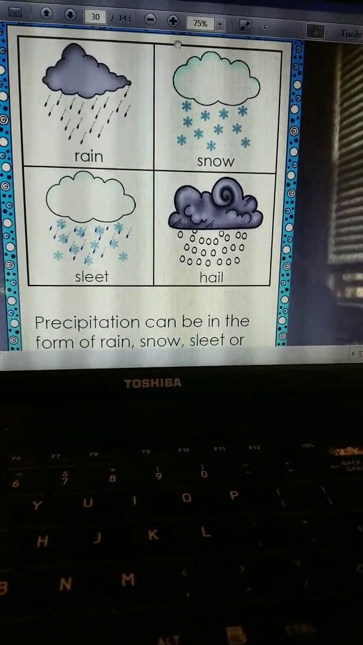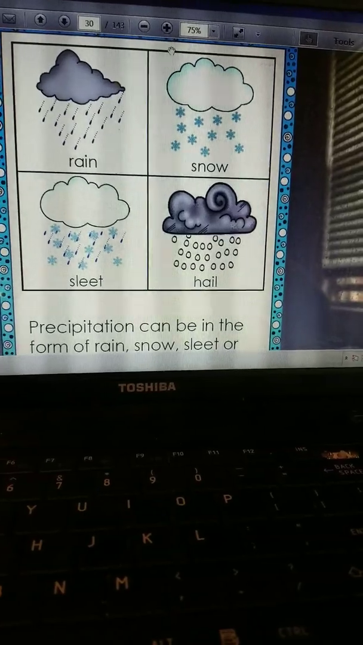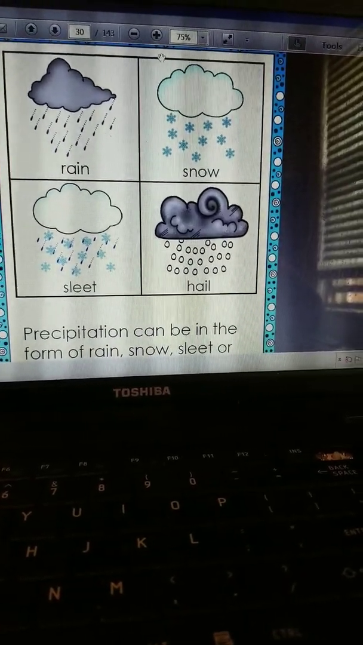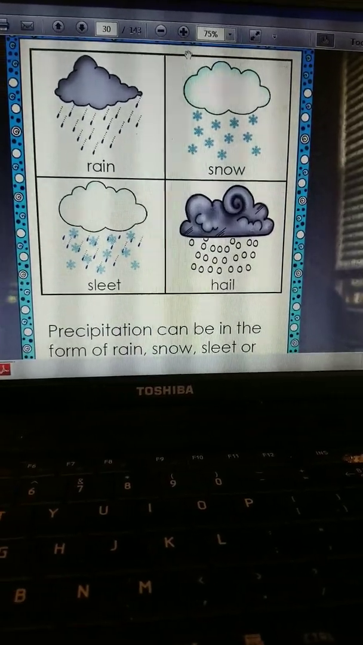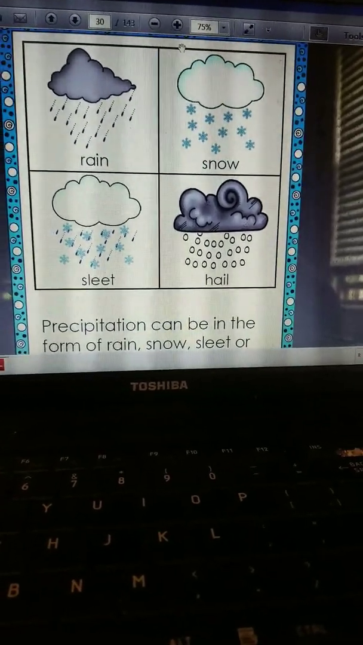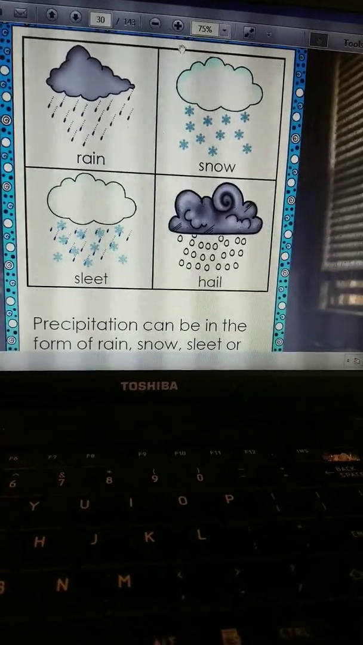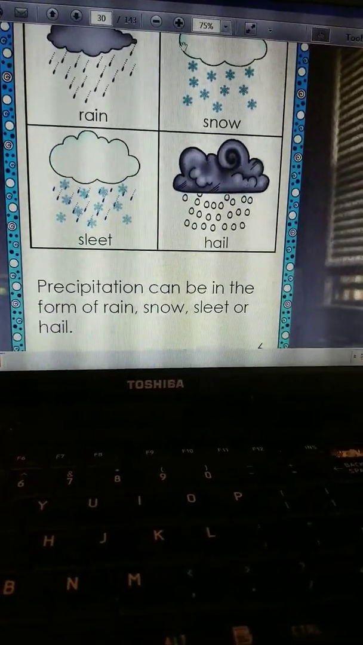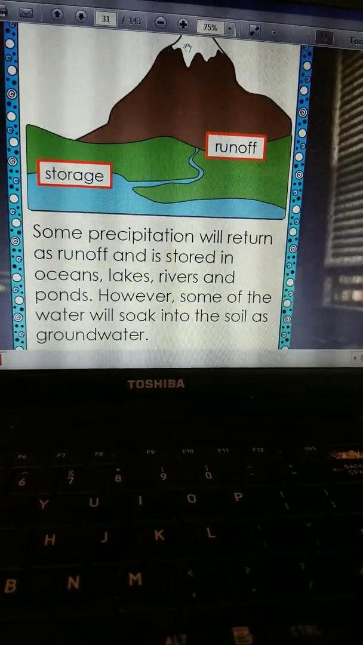The water, like oceans, rivers, and lakes, is the liquid. The condensed air that evaporates from those water sources is the gas, and if hail falls from the sky, that's where you see the solid. Okay, precipitation can be in the form of rain, snow, sleet, or hail.